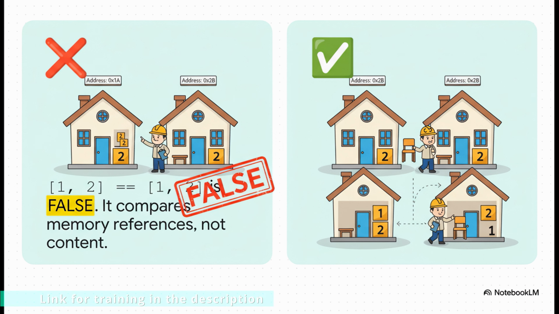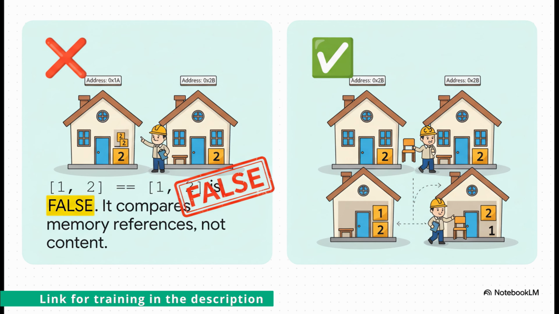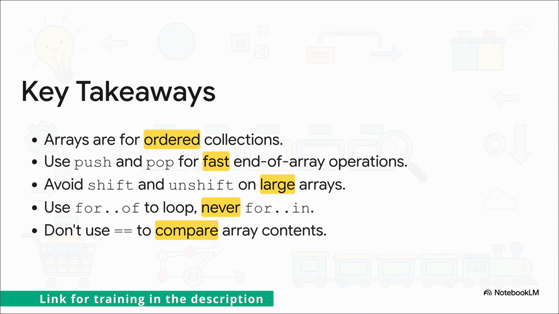They're two separate arrays that just happen to contain the same values. It's like having two identical cans of soda. They have the same contents, but they are physically two different cans. If you want to check if the contents are the same, you have to loop through and compare each item one by one. So let's do a quick recap of the most important points.